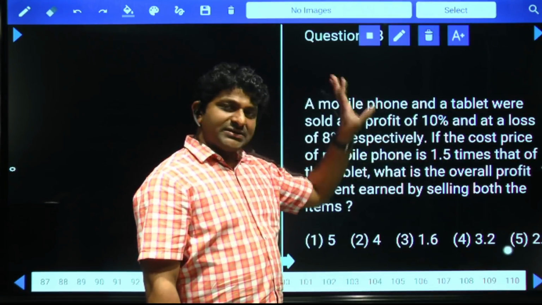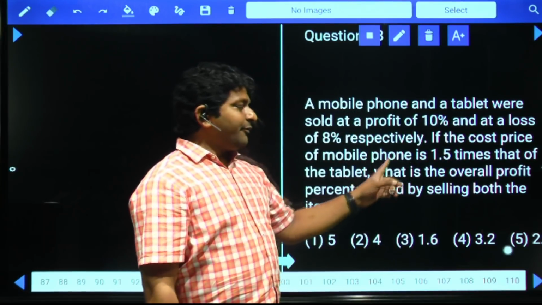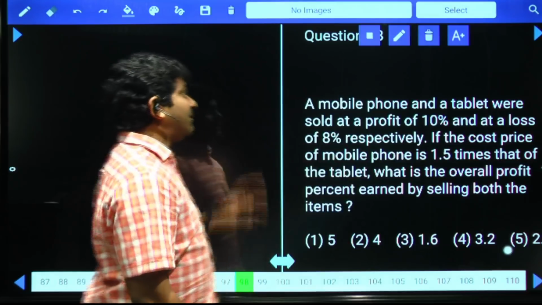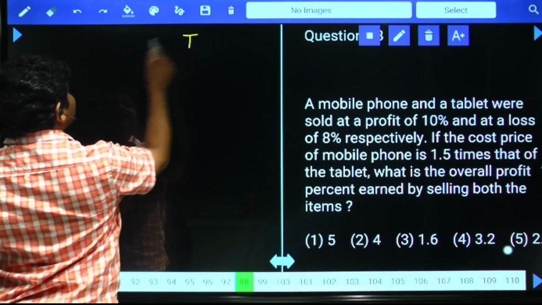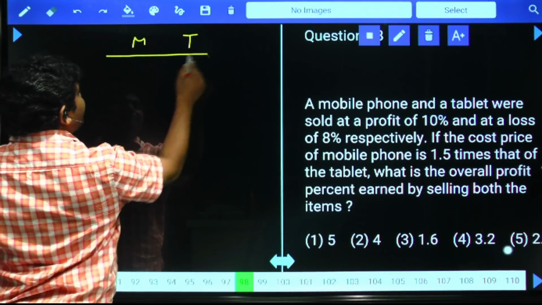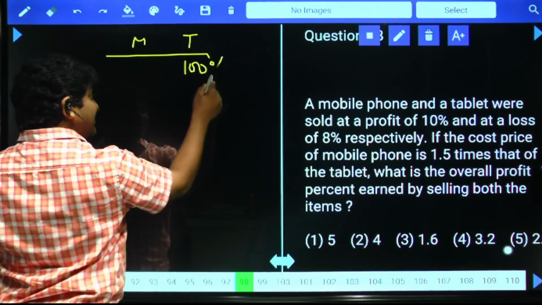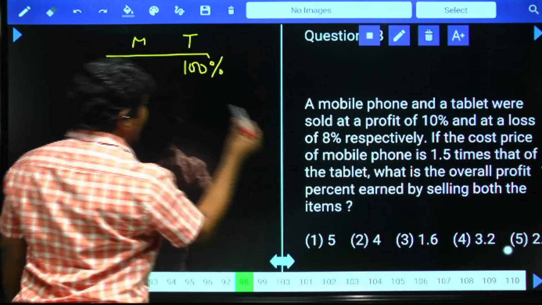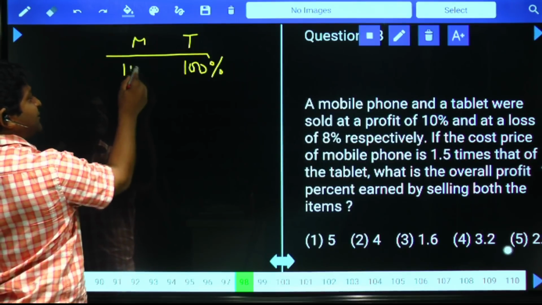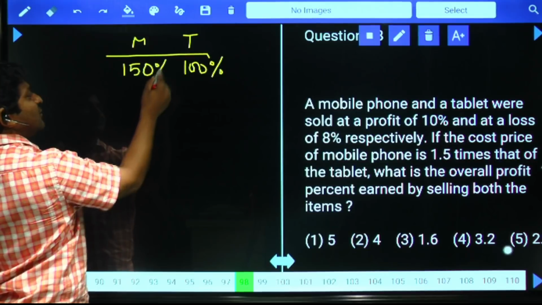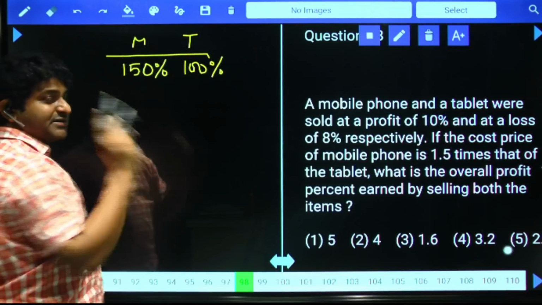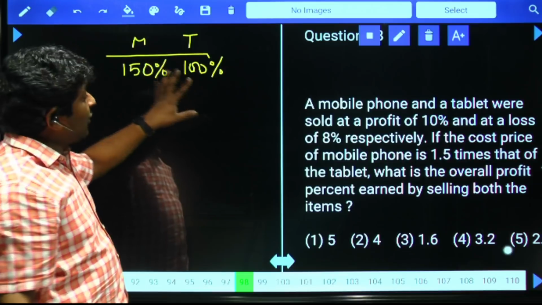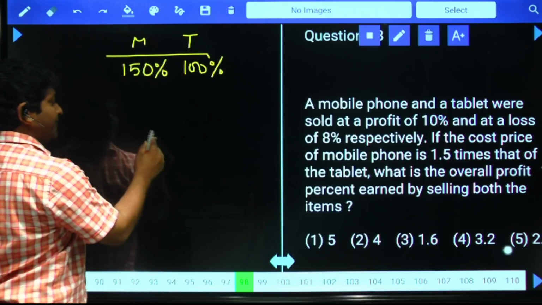First of all, we should start from here. Mobile phone cost is 1.5 times that of the tablet. So let us take the tablet price as 100%, because the mobile cost depends on the tablet and is equal to 1.5 times. If it is 100%, the mobile cost becomes 150%. This is the cost price of mobile and tablet. Total cost price is 250.